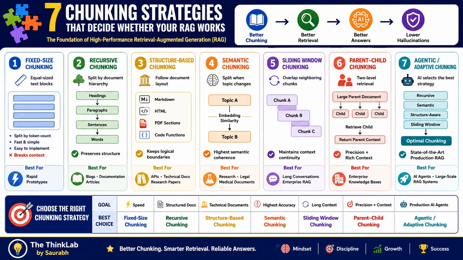The next one is strategy 4, semantic chunking. Now let's discuss semantic chunking. This is one of the smartest approaches, right? Instead of counting words or tokens, it looks at the meaning. The system creates embeddings for the text, right? Whenever the topic changes, a new chunk is created. This means every chunk contains information about a single concept.